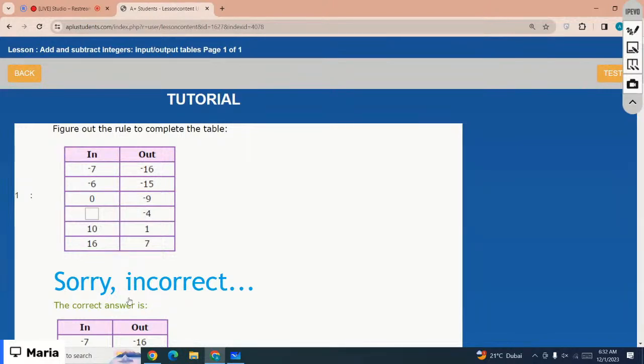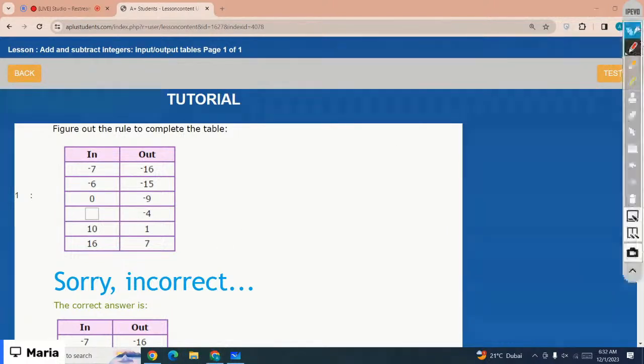Rule means what number you add or subtract to the input integer to calculate the output, right? The input is -7, the output is -16. The input and output have a relationship, right? -7, -16, -6, -19, 0, -9. You have to find the missing number. First, you have to find the relationship between them. How do we calculate the output value? -7. What number is added to -7 so that the answer is equal to -16? Which is the correct option?